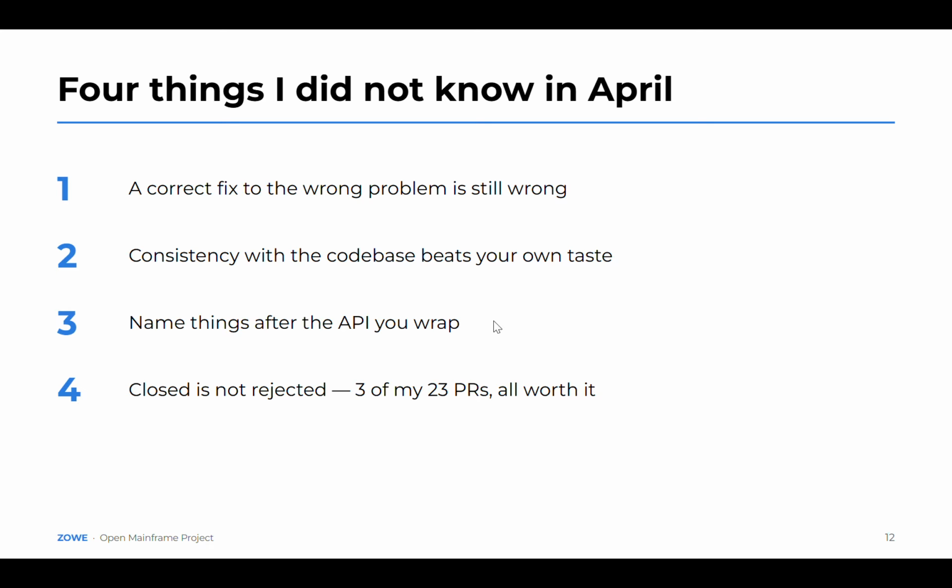Three: name things after the API you are wrapping. My class was called WorkflowRetrieve. It got renamed to WorkflowGet to match the existing job get pattern. An SDK is a translation layer. If the names don't line up on both sides, your users pay for it. Four: closed is not rejected. Three of my 23 PRs were closed unmerged. Every single one changed something: an API design, my understanding of a contract, or a teammate's PR that landed instead.